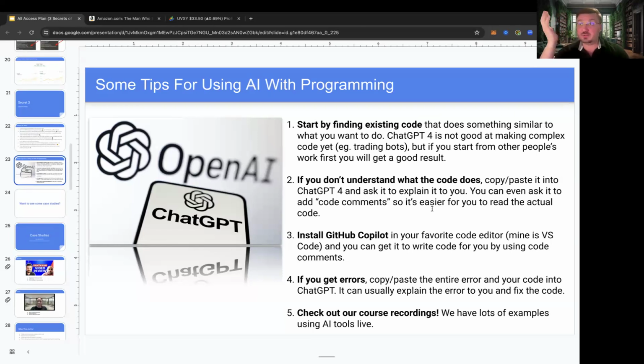Second of all, if you don't understand what the code does, and let's say you're not a coder and you want to use what we have, what you can do is take that code and give it to ChatGPT, and you can tell it, explain this code to me. What does it do? Right? And it'll do a pretty good job explaining what it does. But you can even go a step further and say, add code comments within this code. And basically, it makes the code readable almost like English, right?